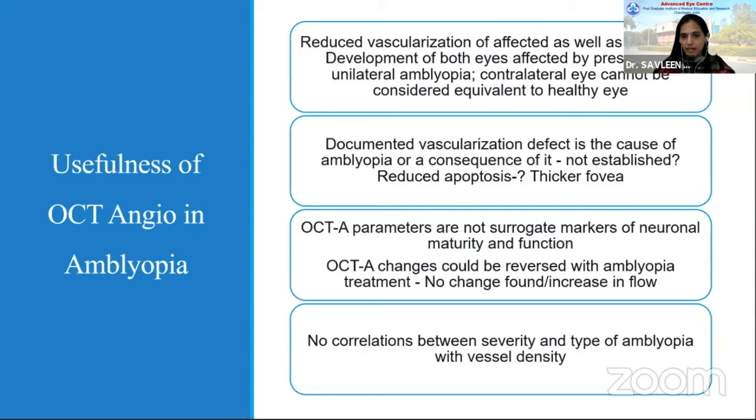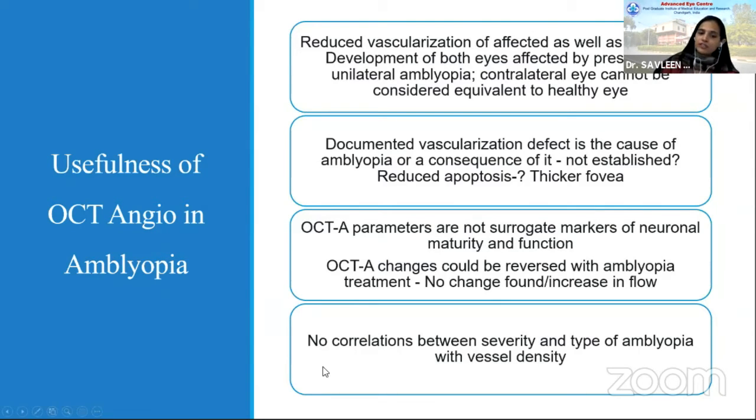We cannot establish that. There is one study which talks about reduced apoptosis in amblyopia, giving it a thicker fovea in the amblyopic eye. Again, not validated. OCTA parameters are helpful because they may help us establish the vessel density in amblyopia, but we cannot use them as a surrogate for neuronal maturity, which is the basis of pathogenesis in amblyopia. And for the reversal of changes in OCTA, we need larger studies to actually prove that.